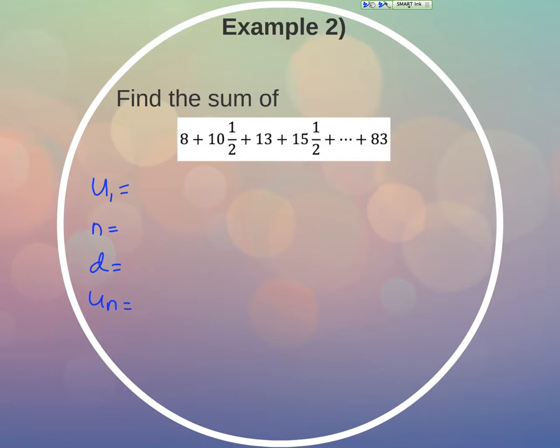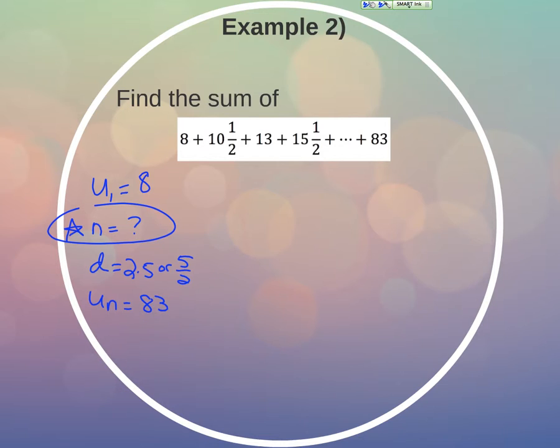So hopefully you guys notice that I'm taking that same approach. So what's the first term? 8. What's the term number? How many numbers are in my list? Oh, I don't know. We absolutely need that, so we're going to have to do some extra work to find that no matter what. What is my common difference? 2.5 or 5/2, either way. And what's my last term?